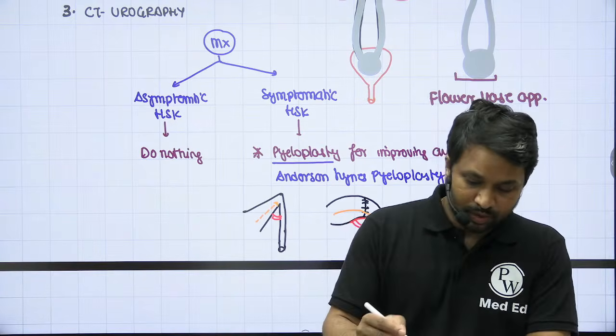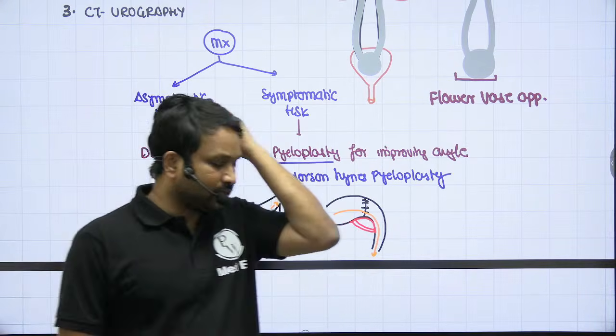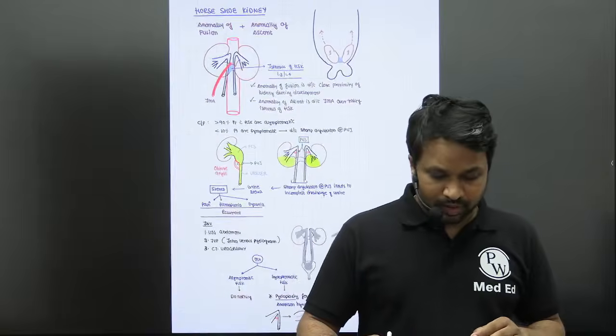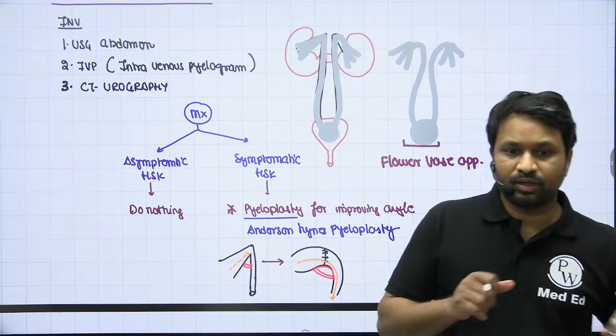So this is what we call the Anderson-Hines pyeloplasty. This is what you have to write when it comes to horseshoe kidney. Clear? Clear, guys?